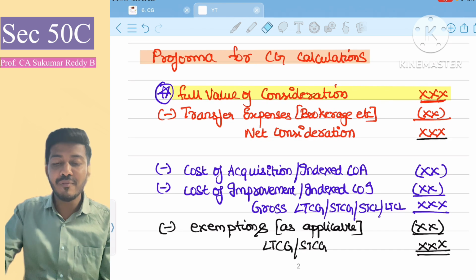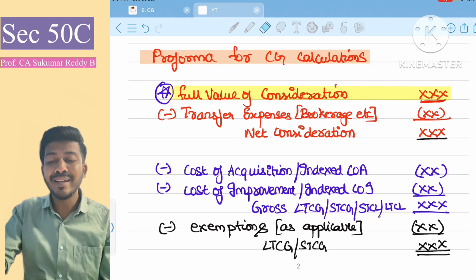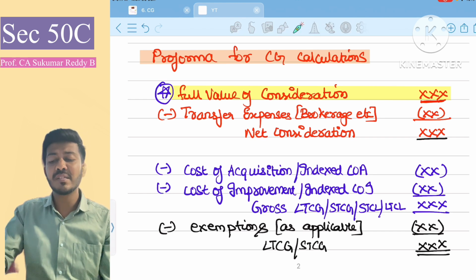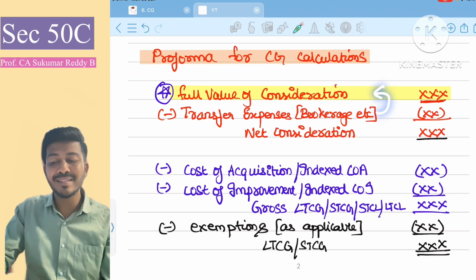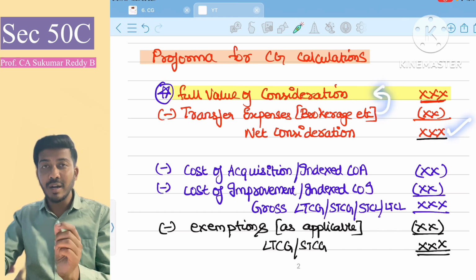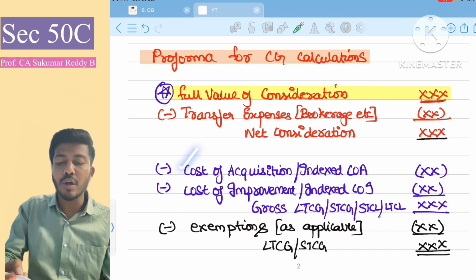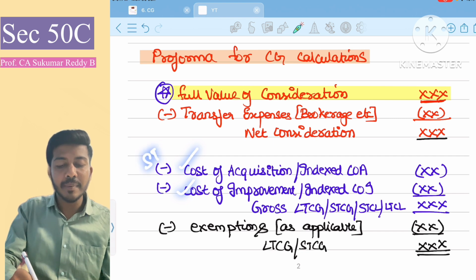It will start with full value of consideration. You will minus the brokerage expenses in the name of transfer expenses. Am I right? Brokerage expenses, commission expenses in relation to the transfer, you can minus this. You will be left over with an answer called net consideration. From this, you can minus cost of acquisition and cost of improvement if it is a short-term capital asset.